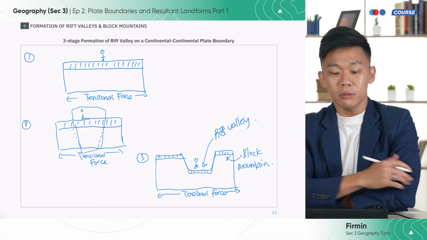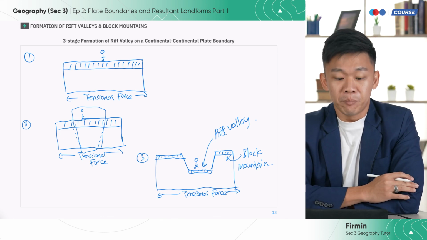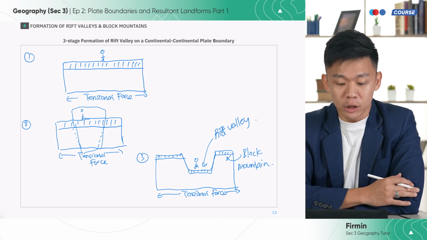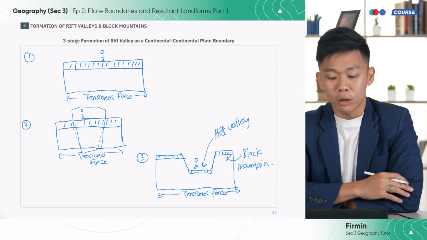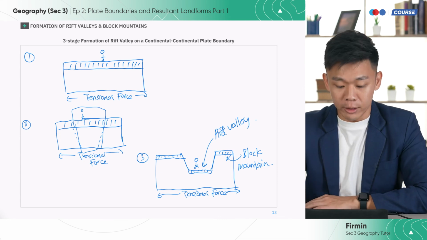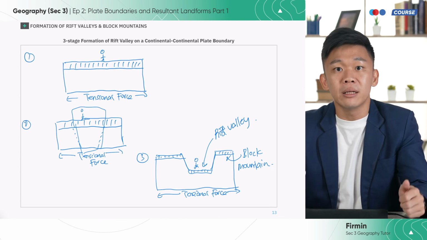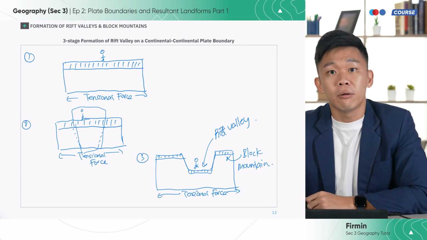So this is the three-stage formation of a rift valley on a continental plate boundary. This is how a rift valley is formed and a block mountain is formed.